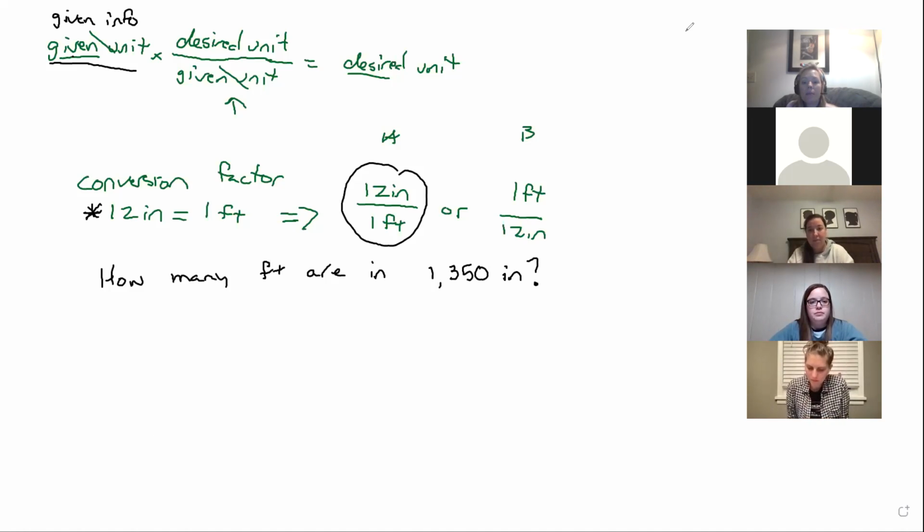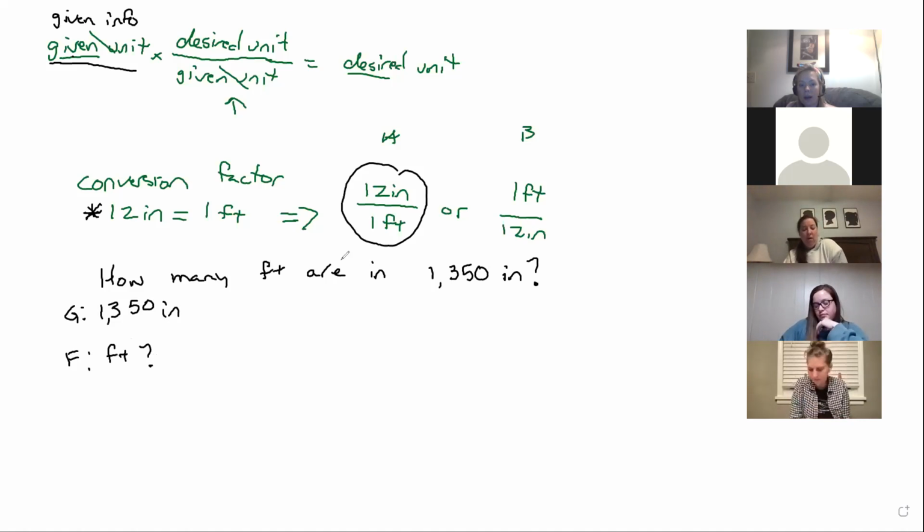All right, so this problem is a little different than the last one in that we're going in the opposite direction as far as what unit we're starting with and what we're trying to find. We're starting with an inch value, right? So 1,350 inches. And I want to find how many feet this is. So the conversion factor, we're still using the same conversion factor, but I'm actually going to use this one here because I want inches to go away. So I start with my given, always, 1,350 inches. And then I'm going to multiply it by my conversion factor.